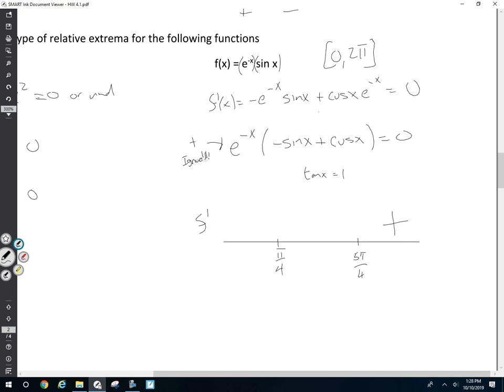Between pi over 4 and 5 pi over 4, I don't know, pi. Sine of pi is 0, cosine of pi, -1. 0, sine of 0, 0, cosine of 0, 1. There you go. Should have probably used 2 pi. Doesn't matter. There we go.